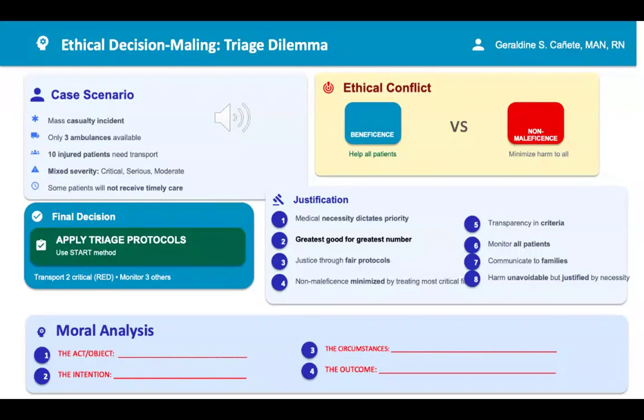Harm unavoidable but justified by necessity. So while harm is unavoidable in this situation, it is justified by the necessity of saving as many lives as possible.